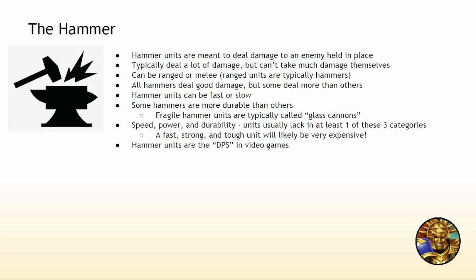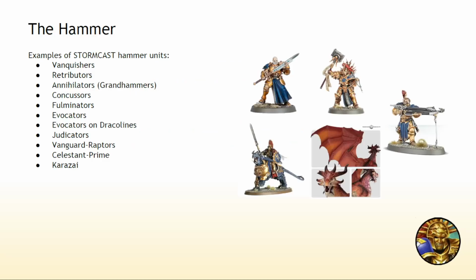Units can definitely pull double duty. You can use Storm Drakes as anvils or as hammers. Some examples of hammer units in the Stormcast army in particular are Vanquishers, Retributors, Grand Hammer Annihilators, Concussors, Fulminators, Evocators on Dracolines, Judicators, Vanguard Raptors, the Celestant Prime, and Karazai. So you can see pretty much every unit you would expect to be a hammer is a hammer. They do a lot of damage, and they're not as good at taking damage as the Anvils.